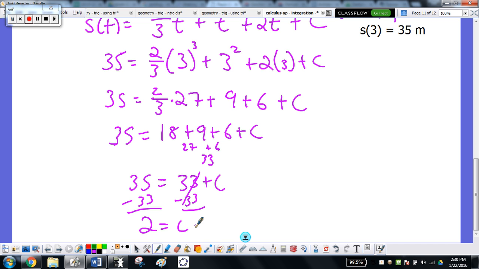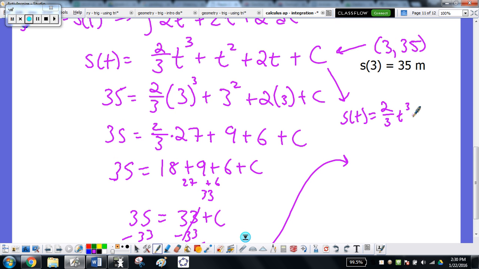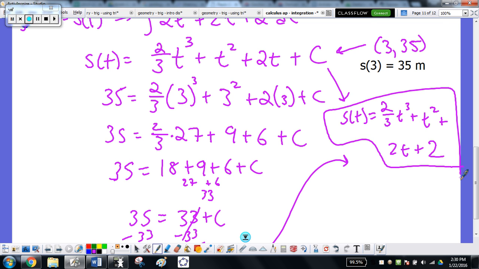All right, a lot of work. We're almost there. That means our position function has been refined into the following. 2/3 t cubed, right, plus t squared, plus 2t, plus not c, but just plain old 2. We're asked for the position function, and there it is.